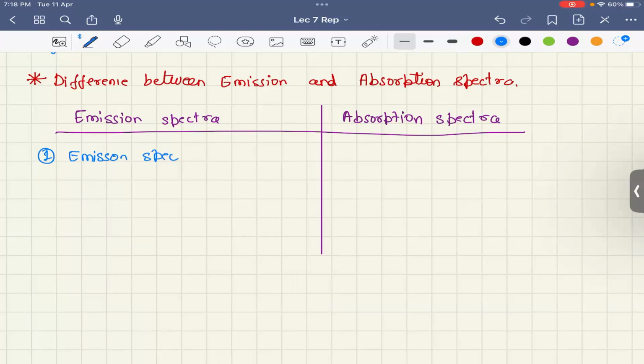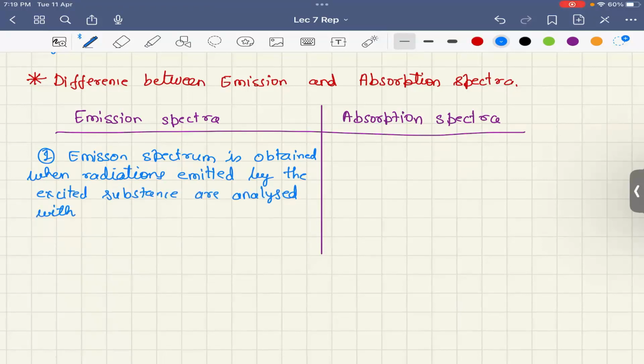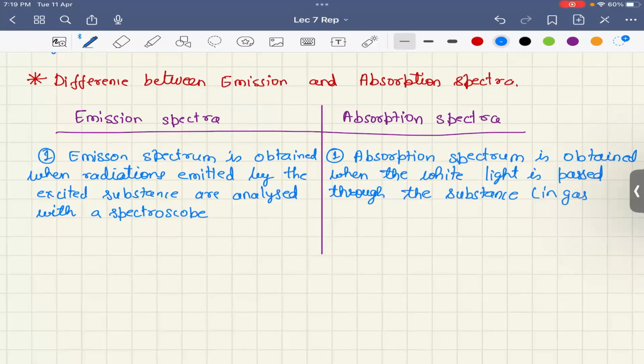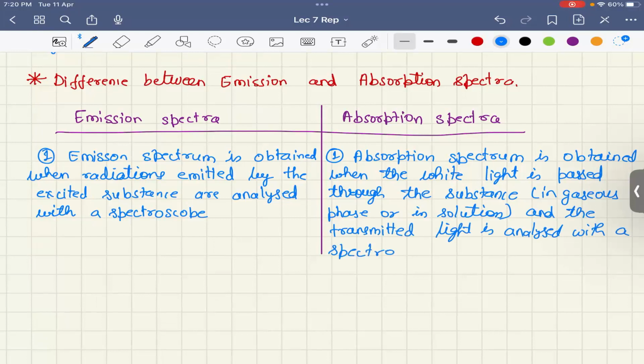Emission spectrum is obtained when radiations emitted by the excited substance are analyzed with a spectroscope. Absorption spectrum is obtained when the white light is passed through the substance either in gaseous phase or in solution, and the transmitted light is analyzed with a spectroscope.